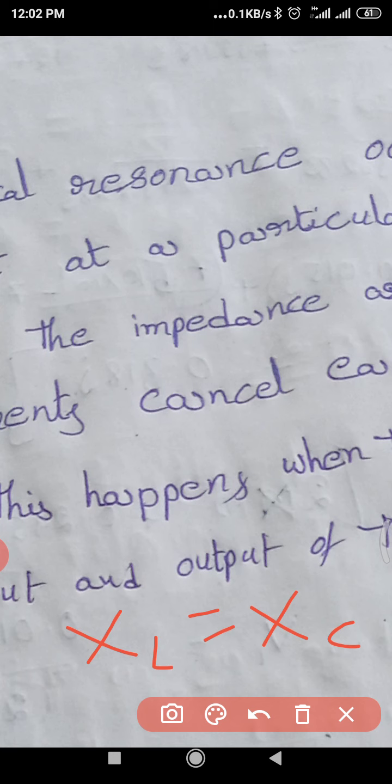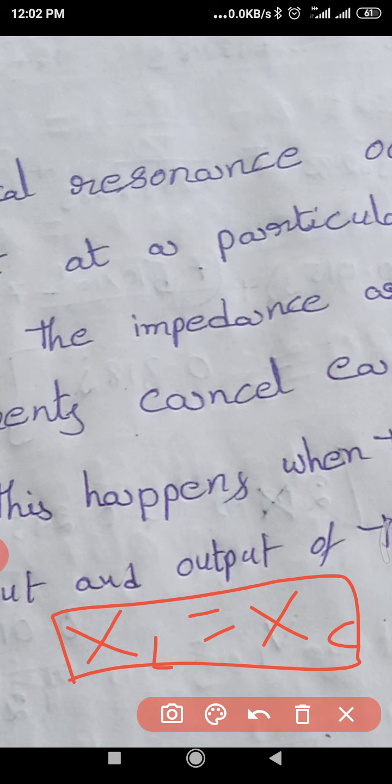Here we are considering that XL is equal to XC. So if XL is equal to XC, what happens to the impedance? Z = R + j(XL - XC). Here XL is equal to XC, then Z is equal to R.